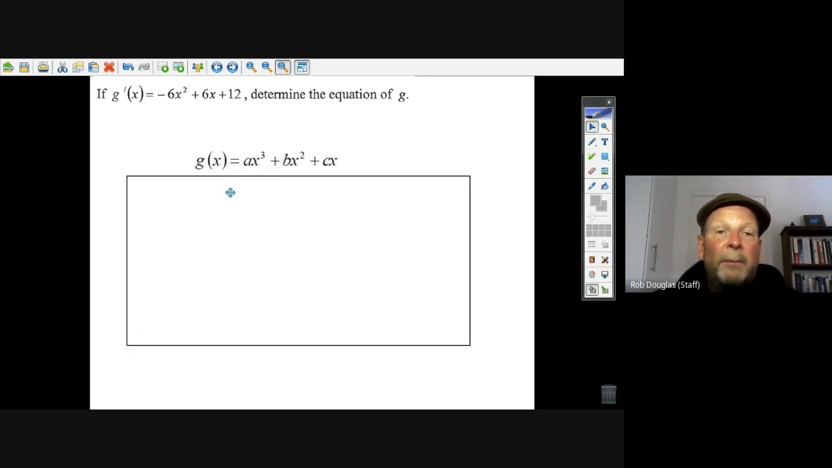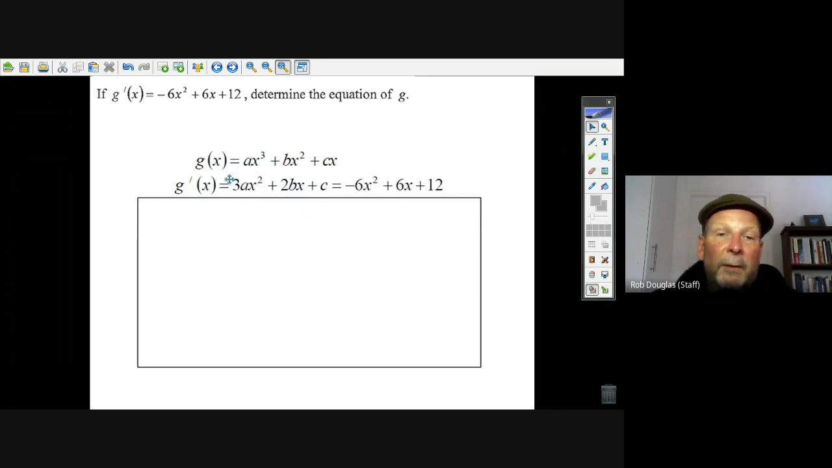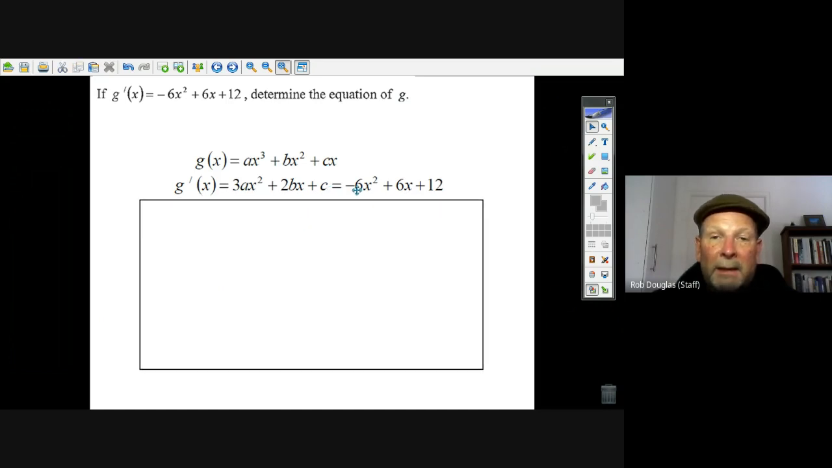But they're looking for something a little bit more systematic, using algebra to do it. This is how you do it. There's g of x. They gave that to us: ax cubed plus bx squared plus cx. The derivative, just do it with the a's in it: 3ax squared plus 2bx plus c. But we know that that equals minus 6x squared plus 6x plus 12.